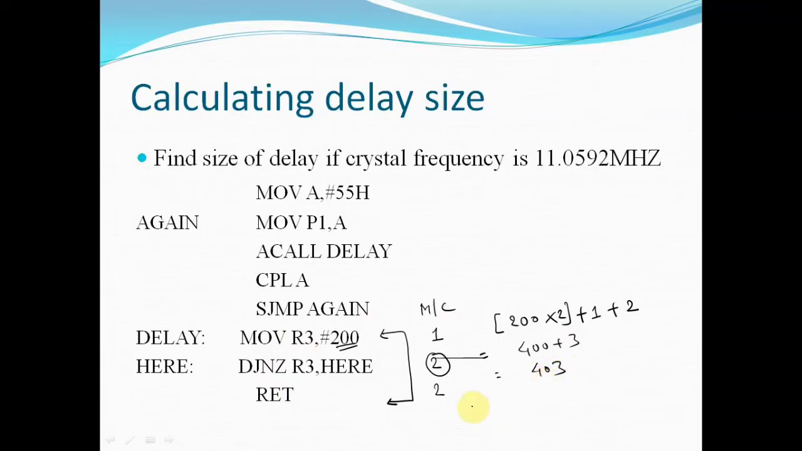Now if we want to calculate the time delay, then you have to multiply this number of machine cycles with the time period of one machine cycle, and the time period of one machine cycle is 1.085 microseconds.